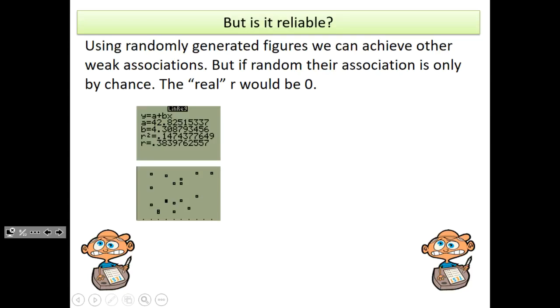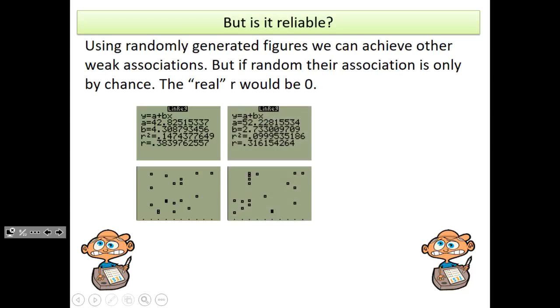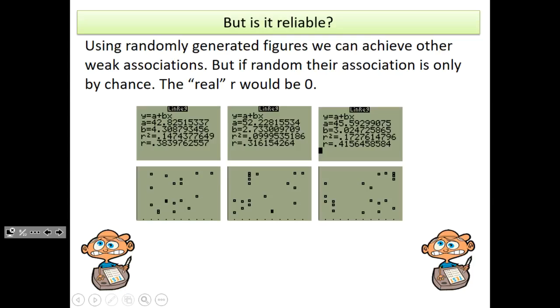This is purely randomly generated. I've got another one I did. I managed to get 0.31. I did a couple more, and I finally managed to get one that was above 0.4. It's not much above 0.4, but it's a little bit above 0.4. So we can get fairly weak associations purely by chance using random noise and say there's some association there.